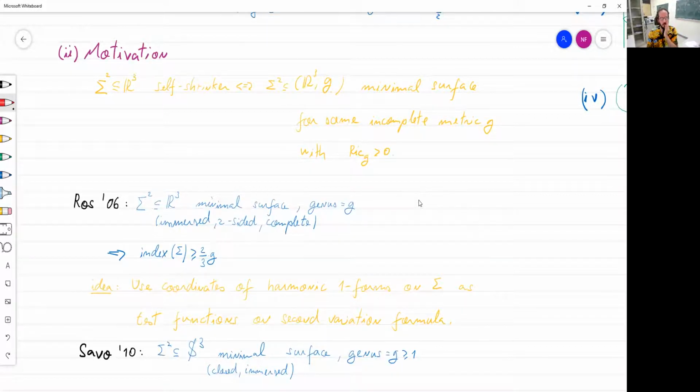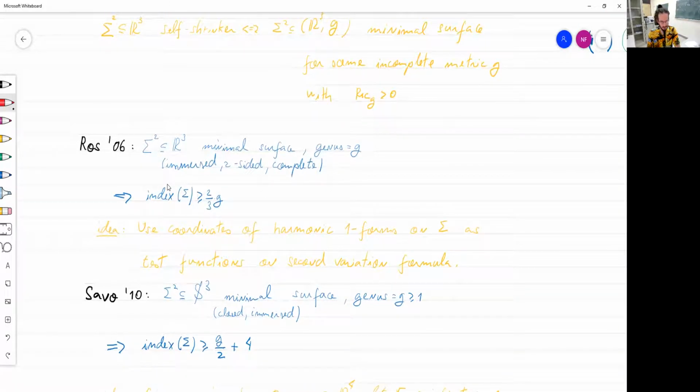So let's first mention some results on minimal surfaces, some index estimates for minimal surfaces. So first, I want to mention Ros's result, 2006. You have a minimal surface of genus G in R3, and the index is greater or equal than 2/3 of the genus. Okay, 2G divided by 3. And the idea here is to use harmonic one forms. We have 2G harmonic one forms on a genus G surface.